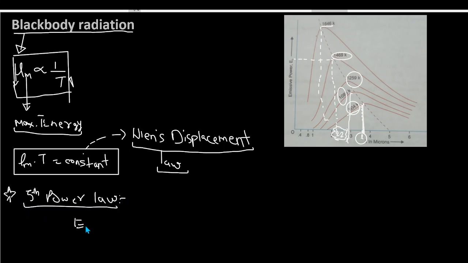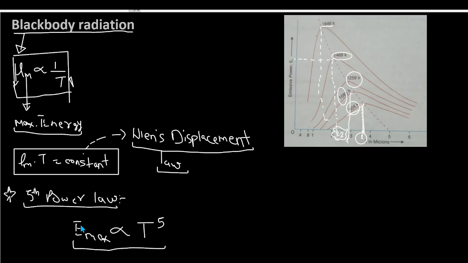E max. Here max is the subscript, okay? Fifth power law: E max is directly proportional to T to the power 5. First of all, don't confuse this E. This E is not the energy. This is the intensity.